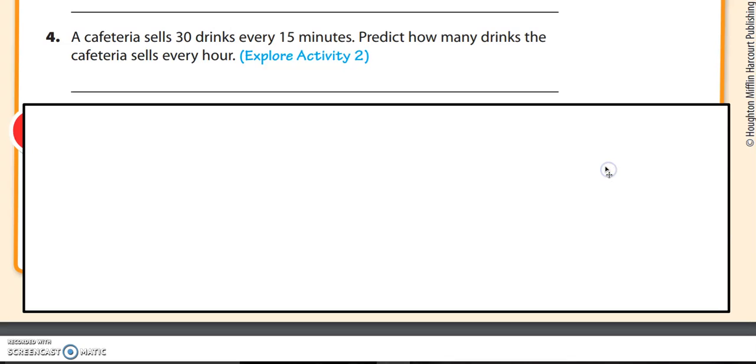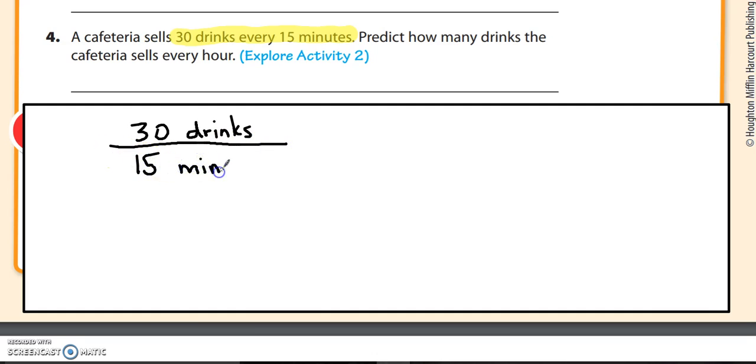So once again, if you know how to set this up, you know how to visualize the problem, it's really quite easy. But if you don't set it up, it can be overwhelming to even understand what's being asked. So right off the bat, I'm going to take these terms and I'm going to write them as a fraction. And I don't know that it matters really which one's which, but I'll just write 30 drinks for 15 minutes. And then the question says predict how many drinks. So that means we don't know. So we could right off the bat put a question mark. We don't know how many drinks.